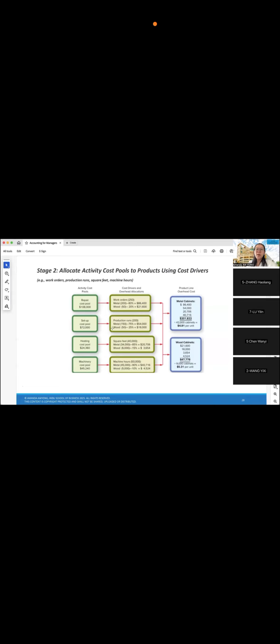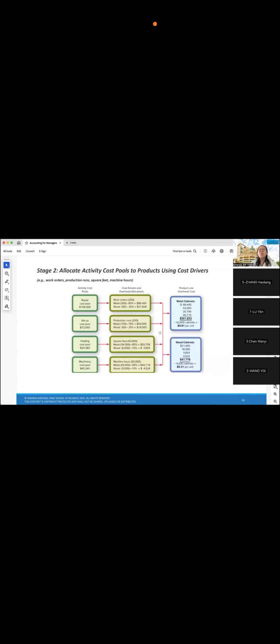For the setting up cost pool, we figured out that we needed 200 production runs, of which 150 runs pertain to metal cabinets, and 50 production runs pertain to wooden cabinets. And then we would allocate the cost accordingly to the percentages. For the heating cost pool, the total heating space area is 40,000 square feet, of which 34,000 square feet was for producing the metal cabinets, and only 6,000 square feet was for wooden cabinets, and then we allocate the cost accordingly. Finally, for machine hours, we found that the machine had to run 50,000 hours, of which 45,000 hours was used for metal cabinets and 5,000 hours was used for wooden cabinets.